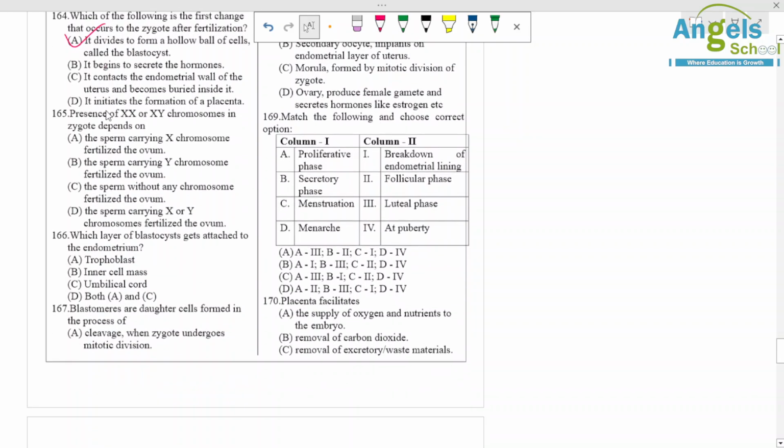165. Presence of XX or XY chromosome in zygote depends on the sperm carrying X chromosome fertilizing the ovum. So here XX will form, so this is right.